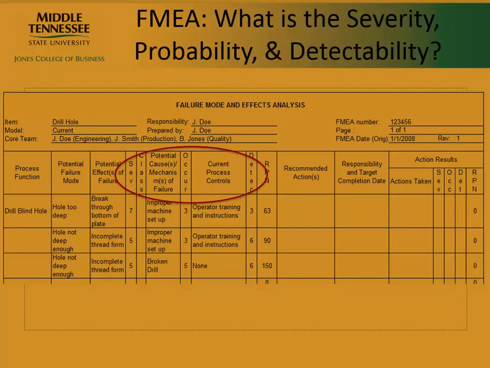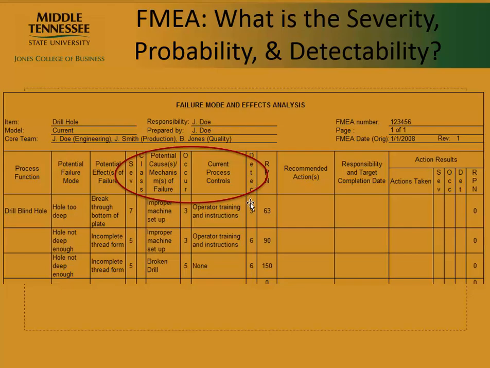Then we move on to the guts of the model, which is the severity, and this one is rated on a 1 to 10 scale. 1 would be no problem at all, and 10 is horrible, going to lose the company or kill somebody or something. Likelihood of occurrence, again, a small number means it's not likely to occur, a larger number means it's more likely to occur, and finally a detectability number.